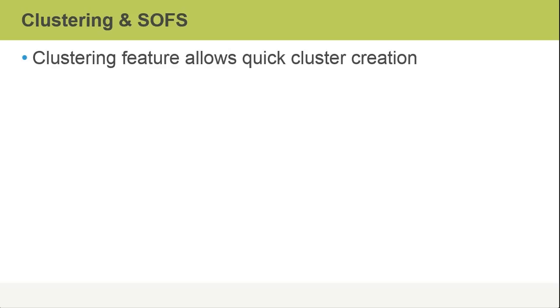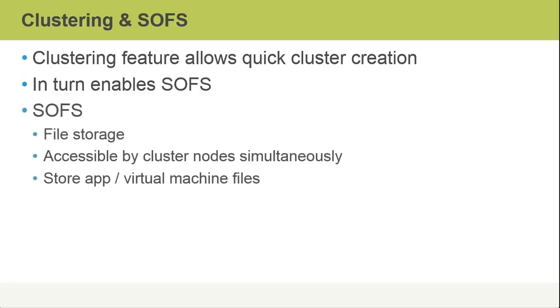The clustering feature with NanoServer allows for quick cluster creation. This can be done using the Failover Cluster Manager GUI remotely or by using the New-Cluster PowerShell cmdlet. This will in turn enable a scale-out file server role. This allows for file storage for applications and virtual machine files that are accessible by all cluster nodes simultaneously.